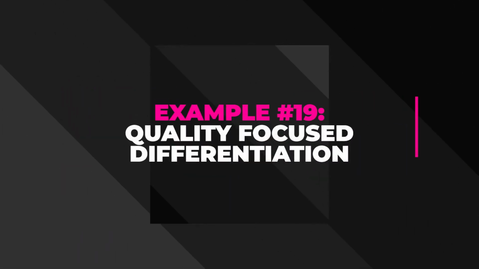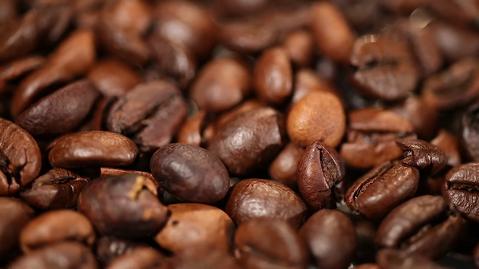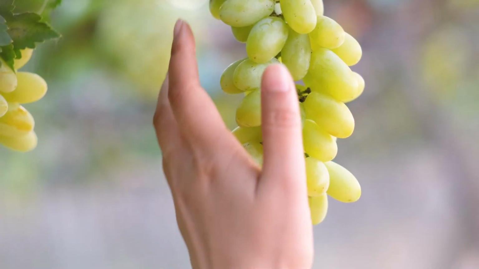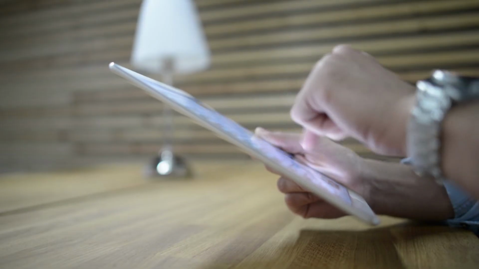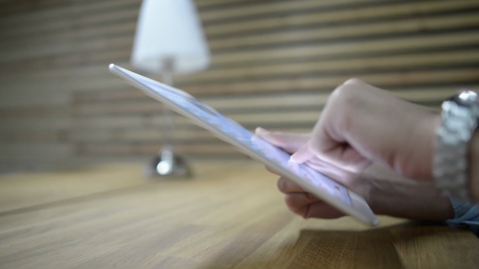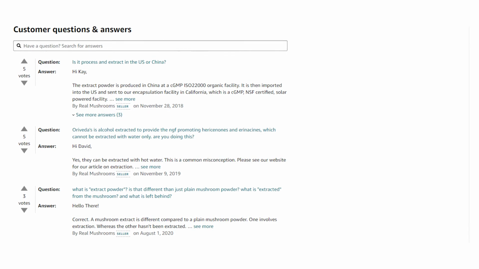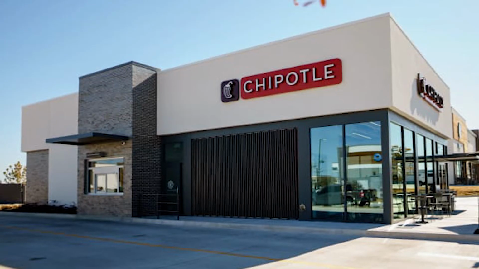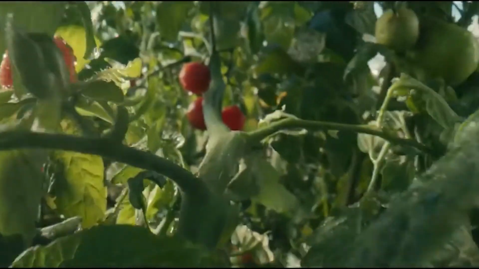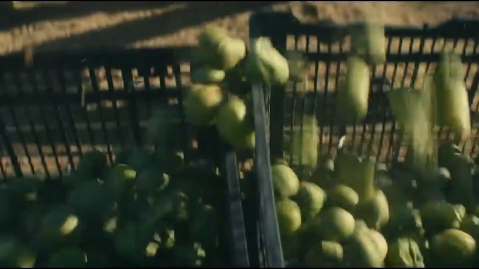Number 19, quality-focused differentiation. Now, by taking a quality approach to your products or services, you can set standards in your industry and become known as a quality brand. And this is especially effective in industries where consumers complain about a lack of quality. Customer review sites can help identify those gaps. When Chipotle broke onto the Mexican fast food restaurant scene, they differentiated themselves from low-cost competitors like Taco Bell by focusing on the quality of their produce, not the cost of it.